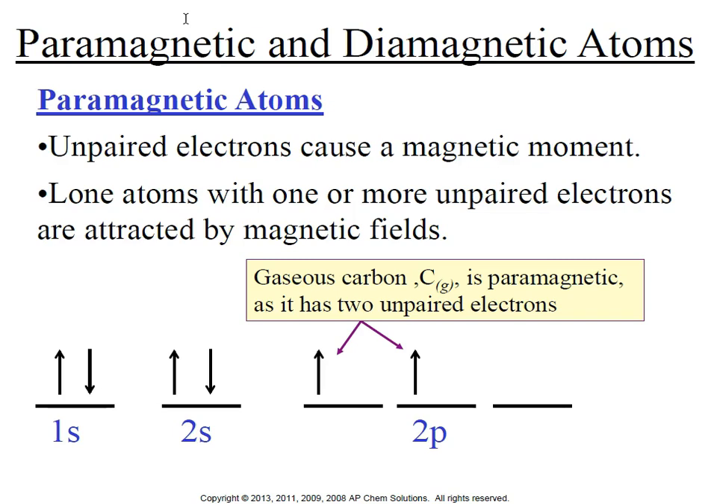So first vocabulary word, paramagnetic atoms are atoms that are attracted to a magnetic field because their unpaired electrons cause a magnetic moment. So atoms with 1 or more unpaired electrons are attracted by a magnetic field. So carbon is actually magnetic because it has 2 unpaired electrons. Now, it might not be a very strong attraction to a magnet, but carbon would be affected by a magnet because of its unpaired electrons.